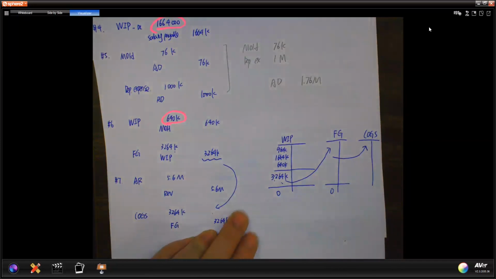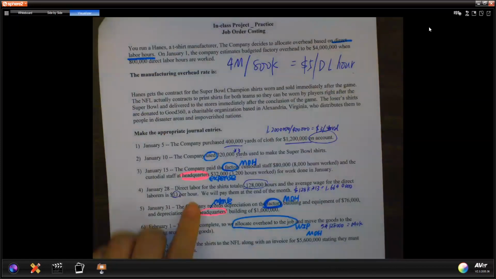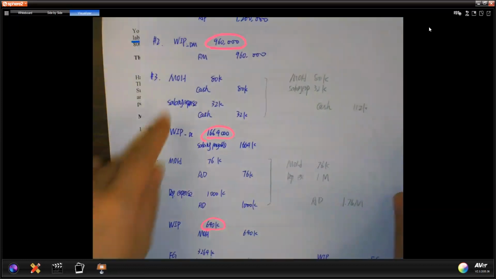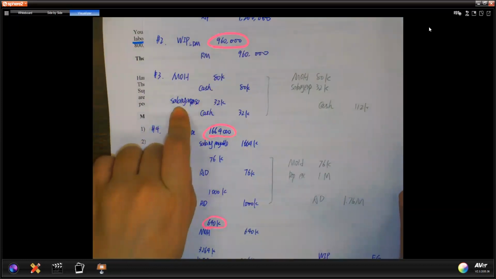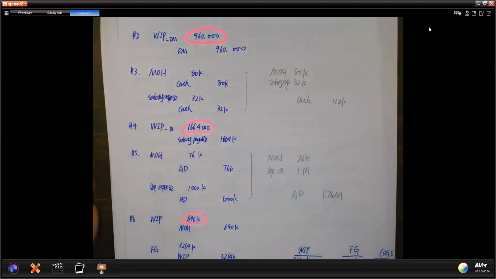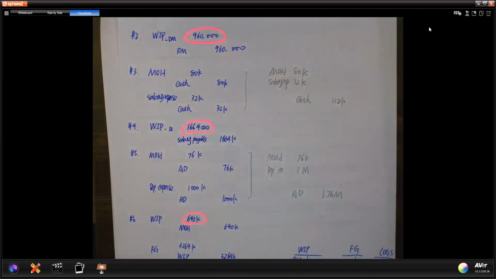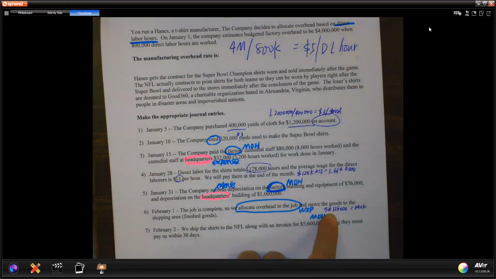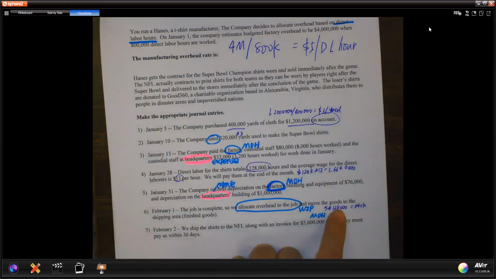Another thing I want to point out is that even for the same salary, if it's a factory, manufacturing overhead, you debit manufacturing overhead. But if it's in the headquarters, you just expense it immediately: salary expense, depreciation expense, those things. And another thing is how do you allocate it? It's always your $5 rate times your actual cost driver. That's how you allocate your manufacturing overhead.